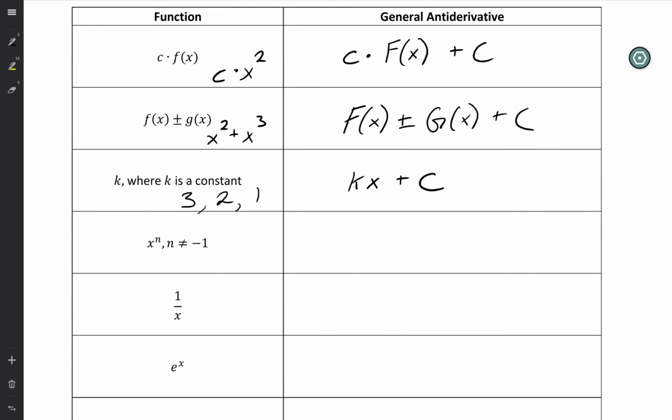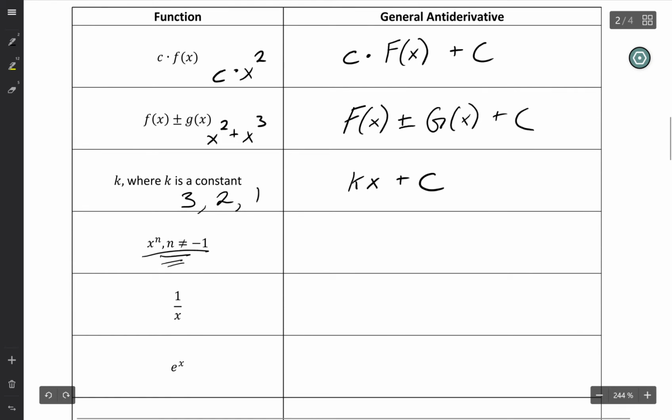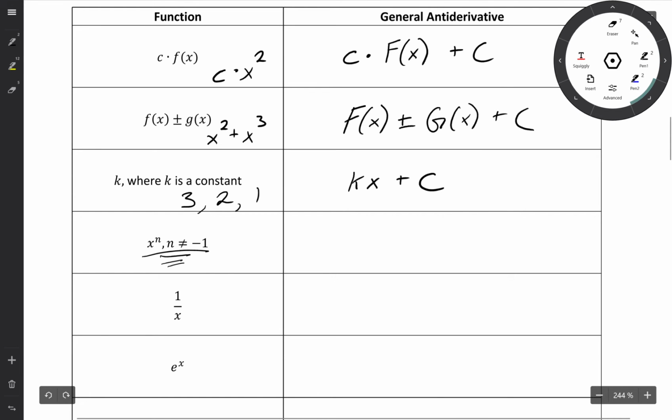Now this one's really important. This is our anti-power rule, and this is only true in the case where n does not equal negative 1, because if you look down below, this is x to the negative first. This is not the same thing. You cannot apply the power rule in that situation. It'll ruin it. So don't do that.